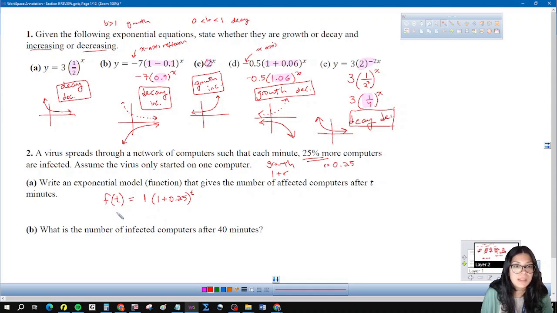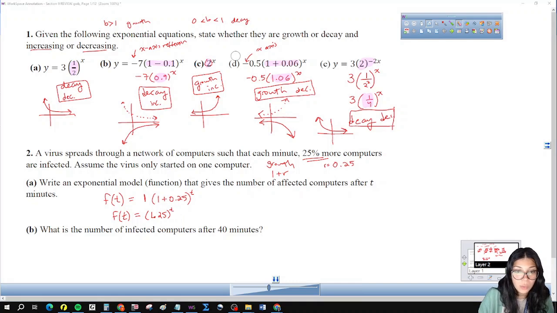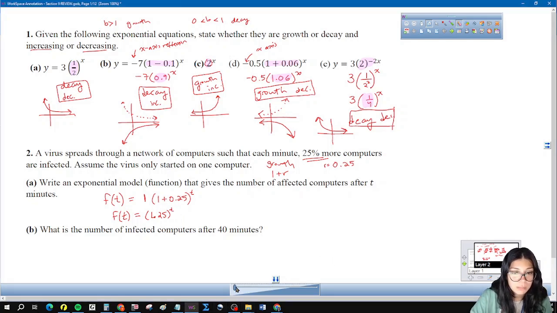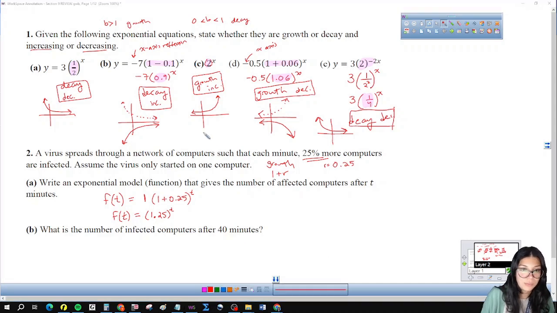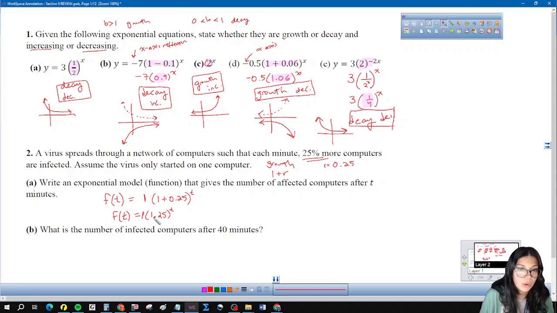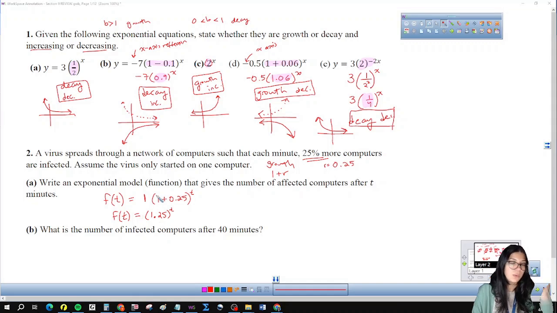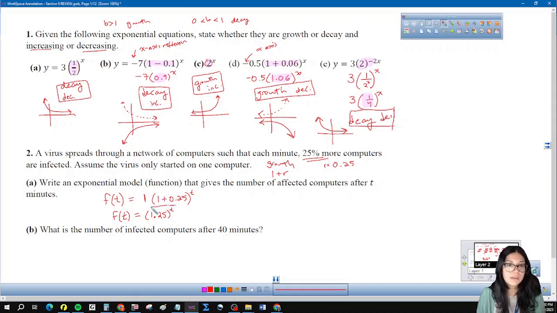So if I simplify, this would be f of t equals, and then 1 times anything, you could just leave it off, and then it will be 1.25 to the power of t. You could put that 1 in front, or you could leave it off, because obviously it's the same number.